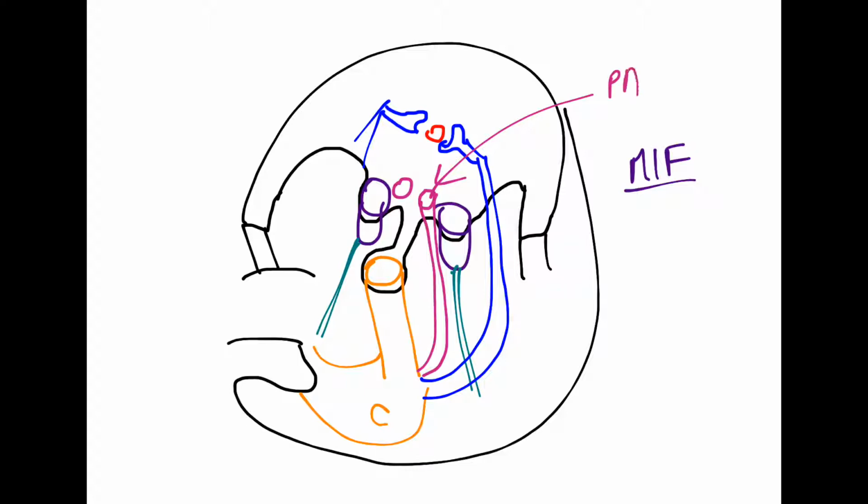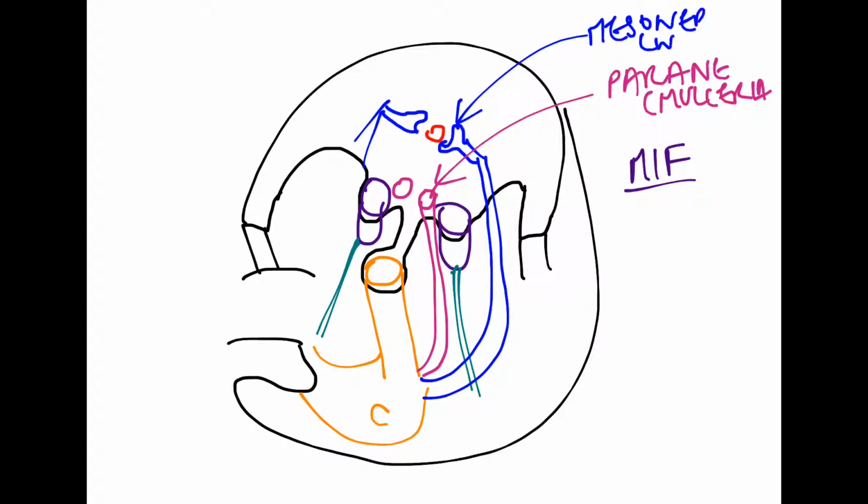The paramesonephros, I should say. It's also called the Mullerian duct. And the mesonephros is also called the Wolffian duct. Okay, excuse my dog there.